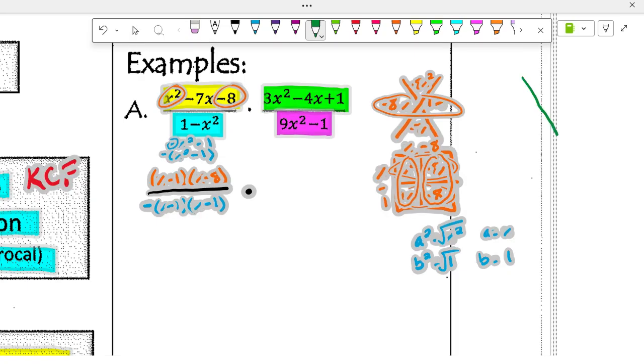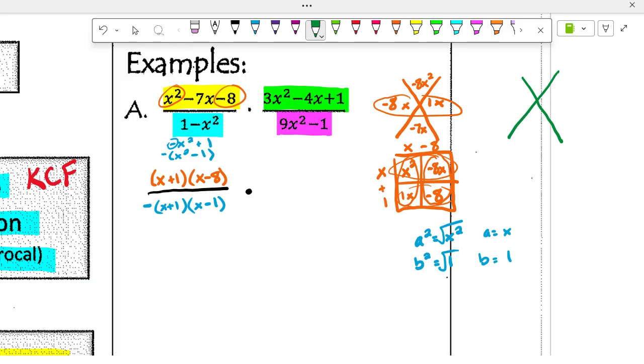Big X. What goes on top? Three x squared, because you got to do a times c. 3x squared times 1, 3x squared. What goes on the bottom? Negative 4x. So we know these two values are going to be x's in some shape or form. Now, if you're multiplying to a positive but adding to a negative, what's true about the two factors? They're both negative. So what are two factors of 3 that add to negative 4? Negative 3 and negative 1.